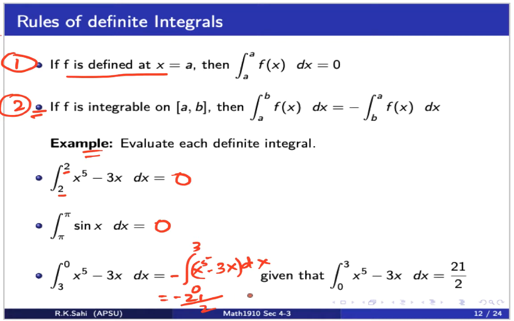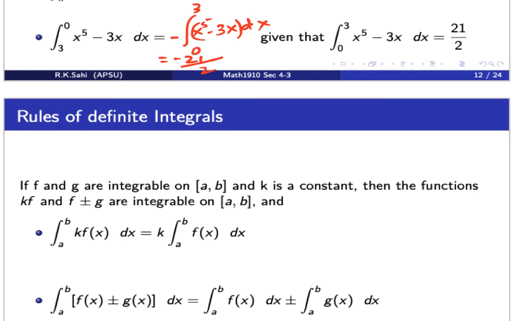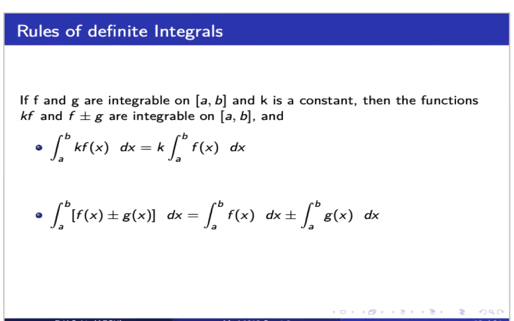Okay. Now let's look at more rules. Now there are another two sets of rules, number 3 and number 4. These rules say if you have two functions which are integrable on the same closed interval and k is a constant, then the functions k times f and the addition or subtraction of functions f and g are integrable on the same closed interval a to b.